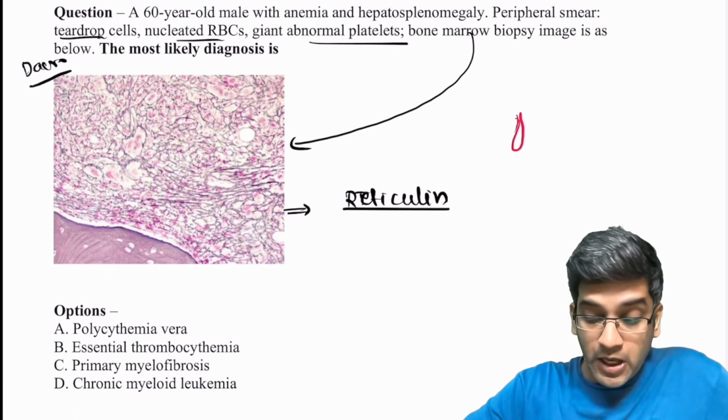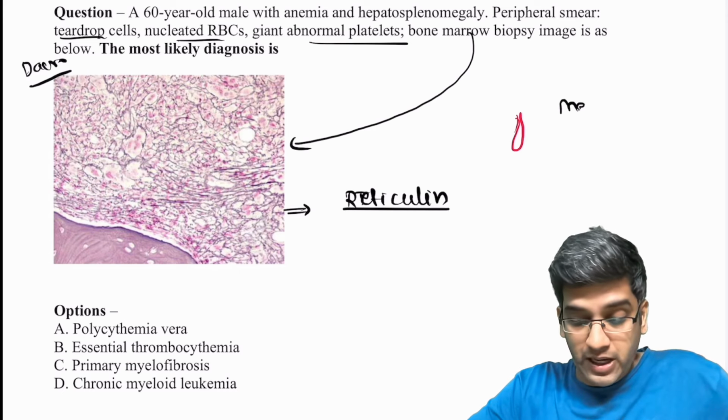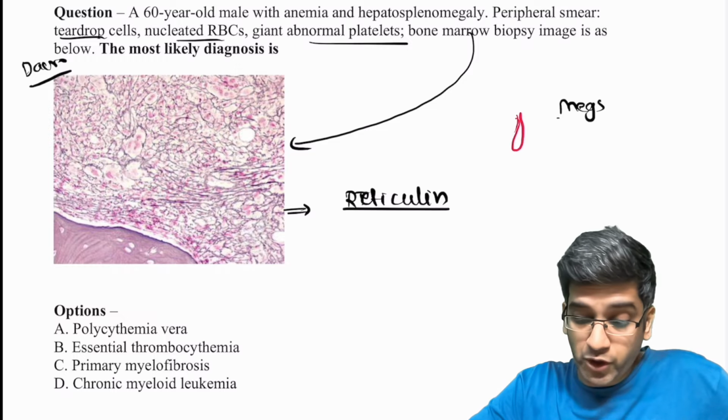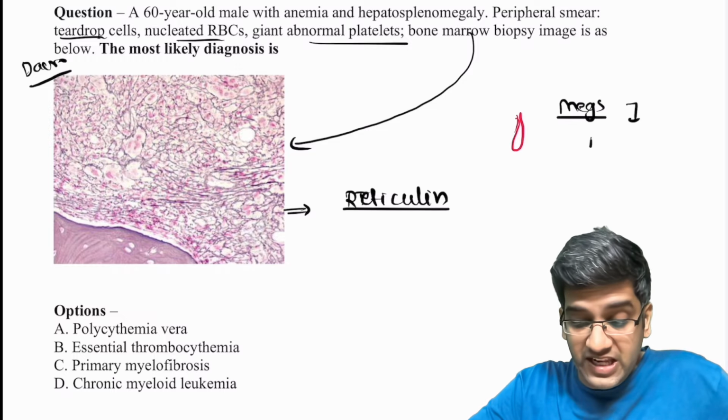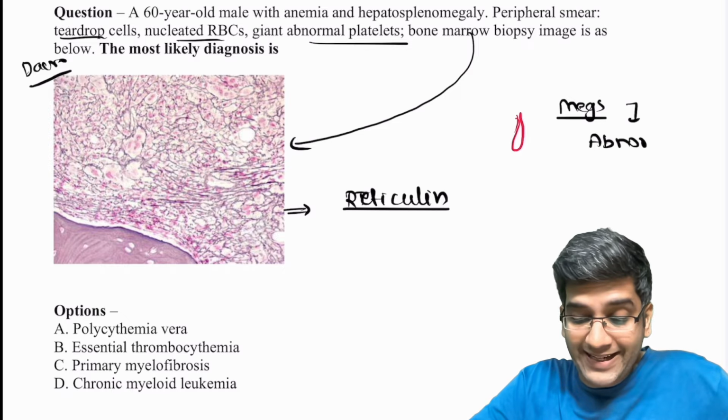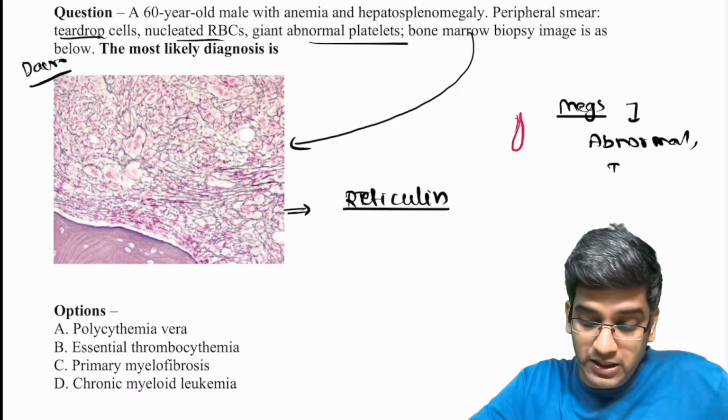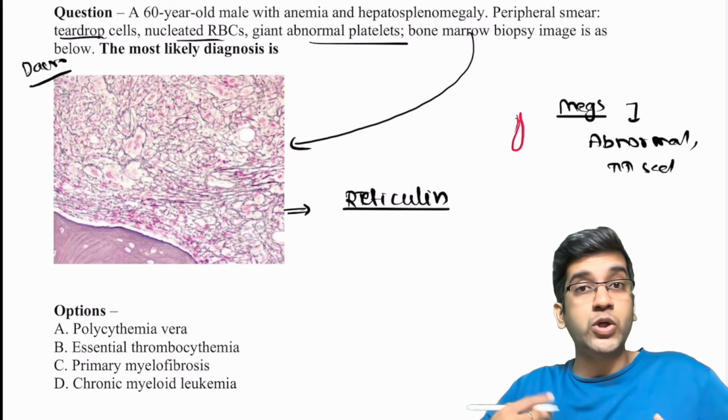Also remember megakaryocytes. I'm not talking about the peripheral smear. I'm talking about the bone marrow. Megakaryocytes will be very abnormal and atypical and increased in number. In case of myelofibrosis, do remember this as well.